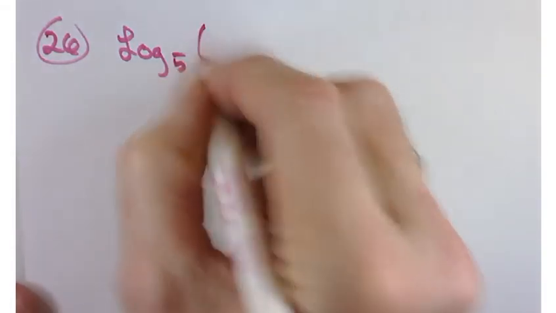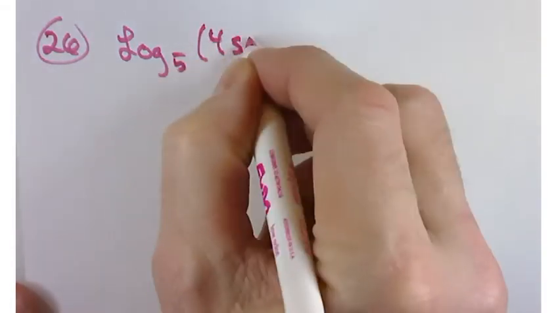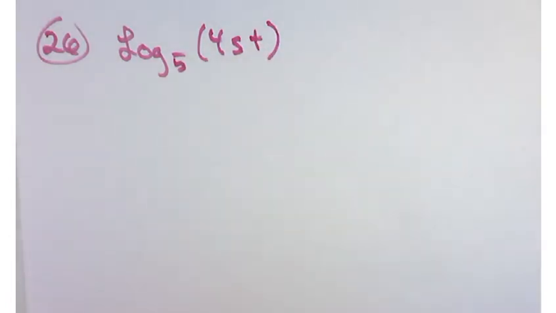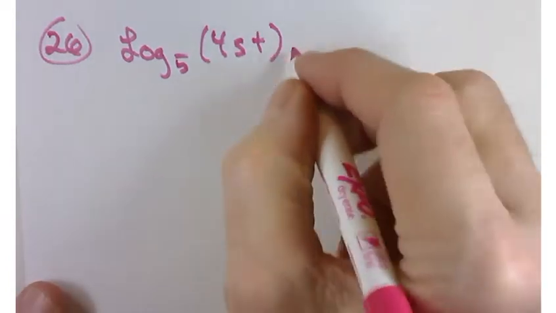Problem number 26. I'm going to jump to the happy ending right away. It's just log, well, actually in this case it's base 5 of 4 times s times t. Okay, well, this is a log of a product. And what happens with the log of a product? It becomes the sum of the logs.